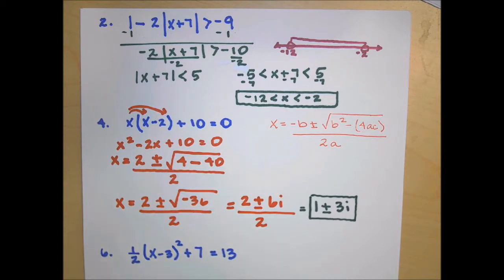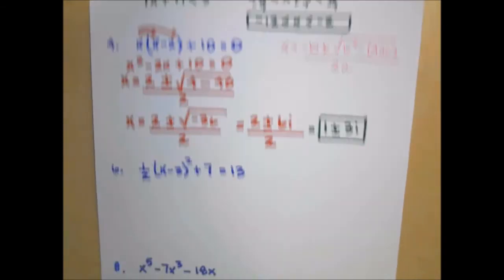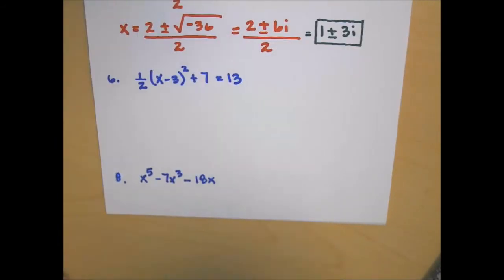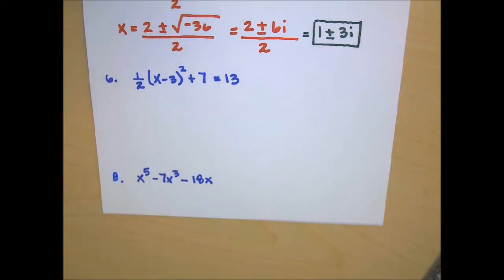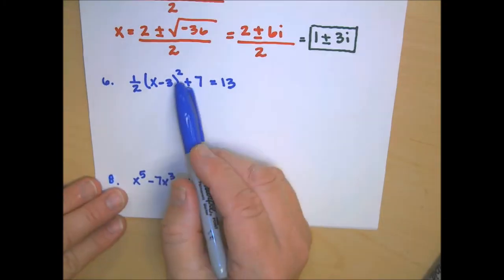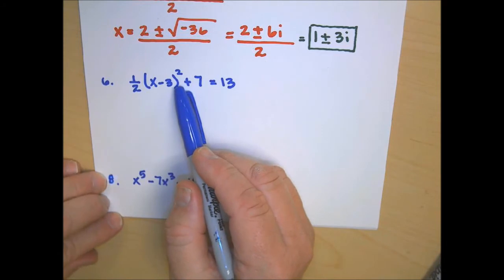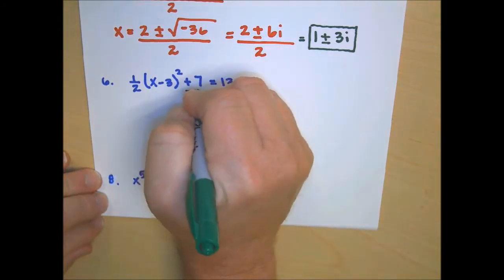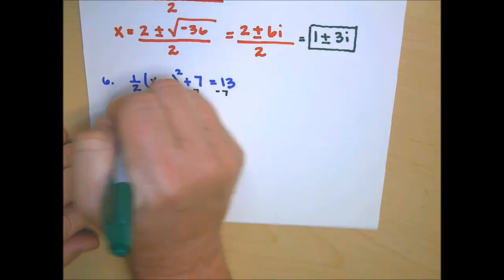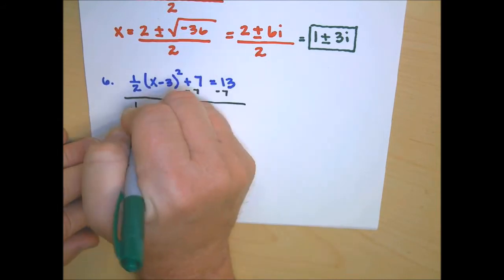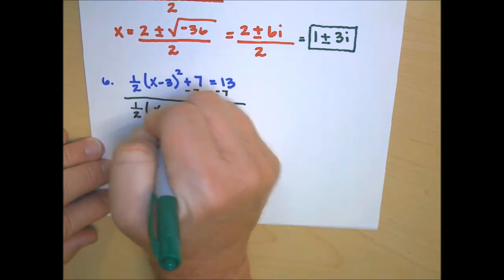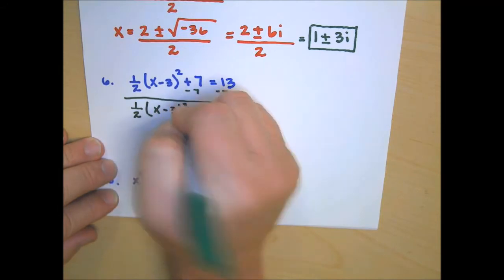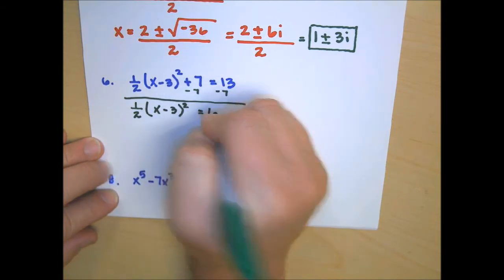Okay, problem number 6. Another solve problem, and it has a square in it, but this time we really don't have to do any distributing or anything, because we're going to ultimately solve this problem by getting rid of that square by taking the square root. So my first step is going to be subtract that 7, and I've got 1/2 x minus 3 quantity squared equals 6.